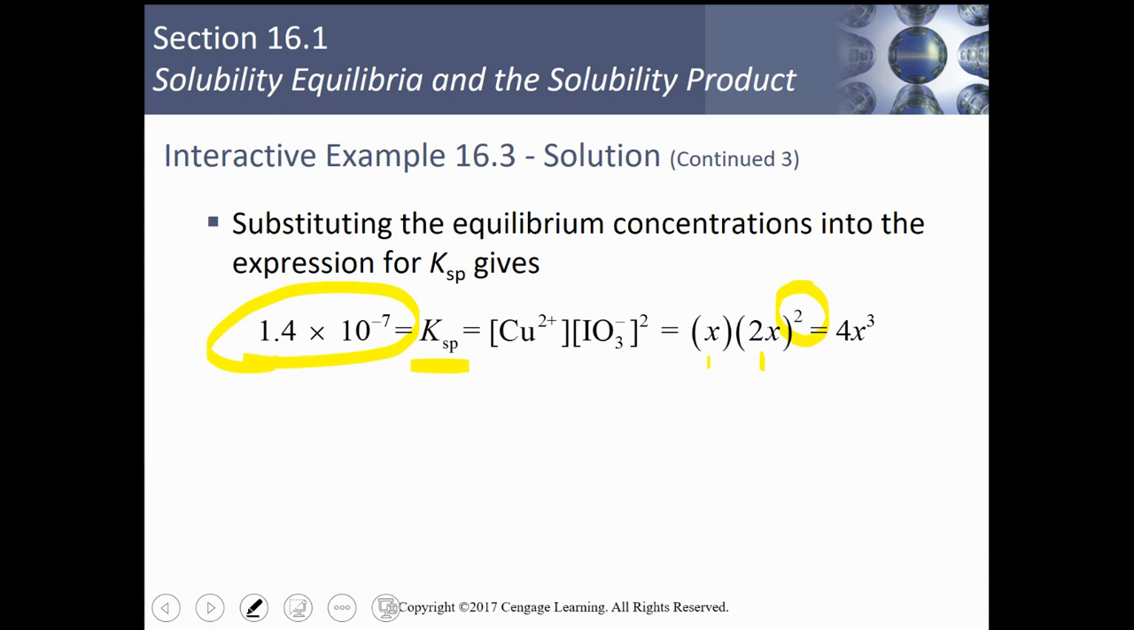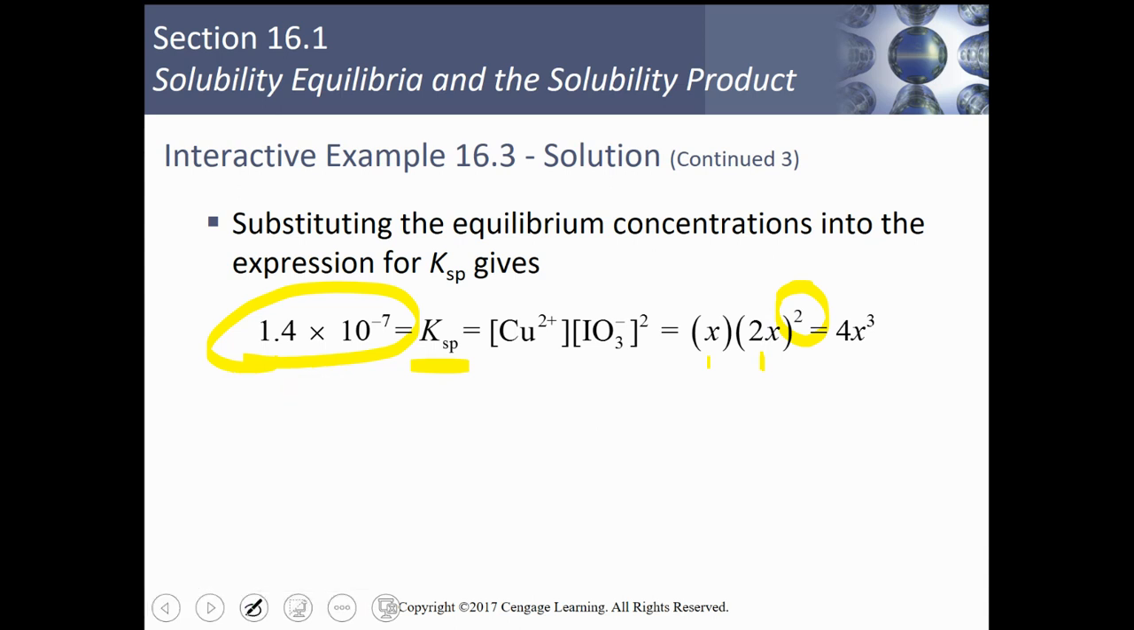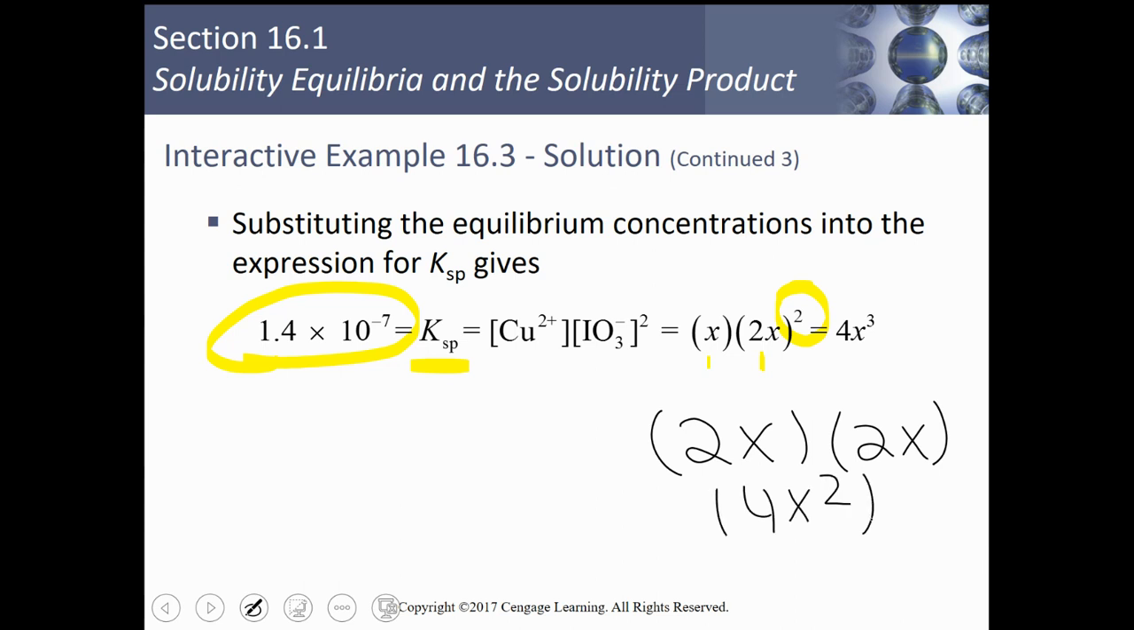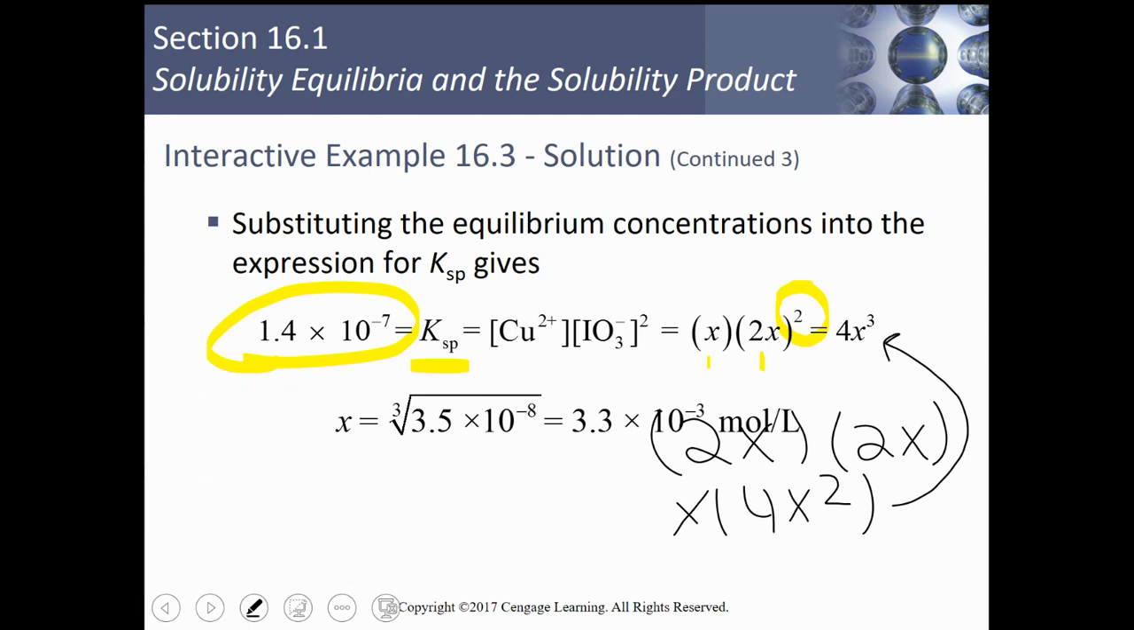So 2x squared, just in case we forgot, is really 2x times 2x. So that's going to be 4x squared. But then after you distribute that x, that's how they get the 4x cubed. Okay, so in case we forgot some algebra. Let me just erase this out of the way.